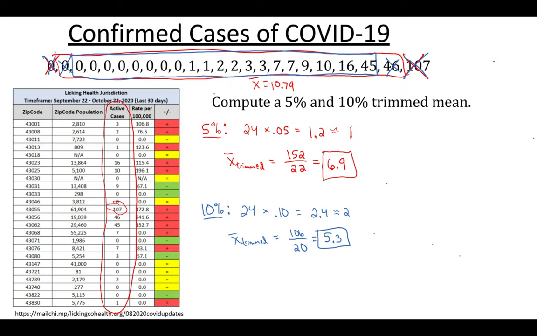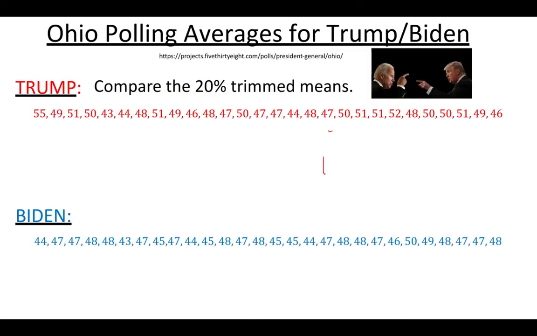So you can see how this would be beneficial because that 107 really skews the data. It brings up the number of cases, makes it look like the mean is a lot more than it really is. So it is helpful to do these trimmed means in certain cases when we have big outliers. All right, and then the other example that we did the other day, we'll look at here.